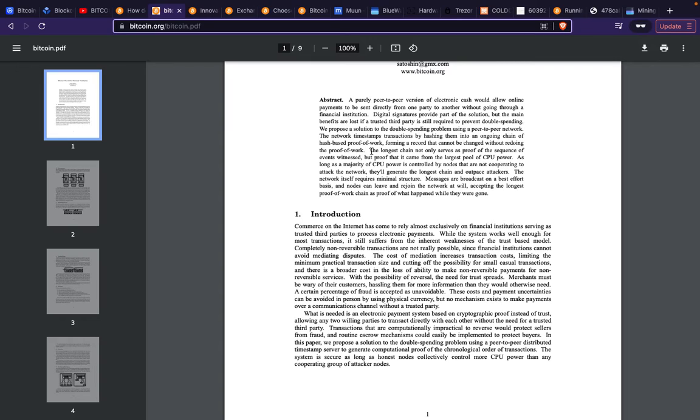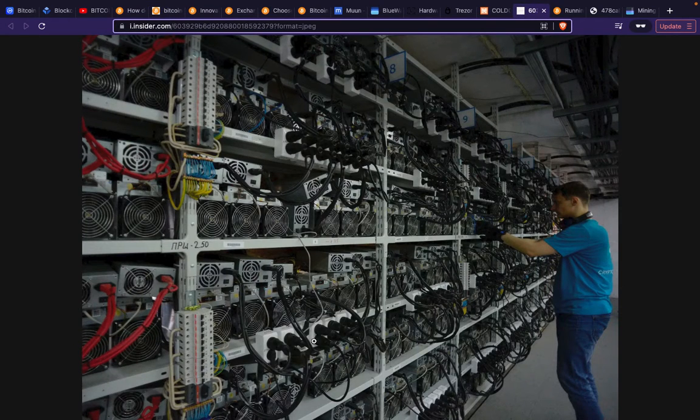It speaks for itself, right? It is proof that it came from the largest pool of CPU power. So basically, the longest chain wins. The longest chain is the proof. Let's say attackers come into the Bitcoin network and they want to make a 51% attack. They would have to be the longest chain, and by this time, they would have to hold most of the computers on the network, more than 51% of the computers.